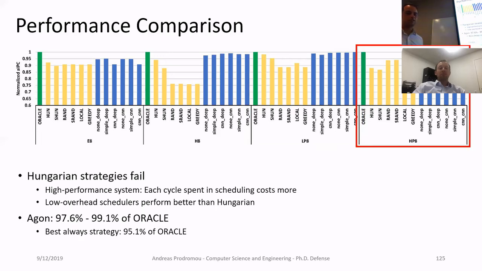Finally, the highest performing system. Here we see Hungarian strategies failing. And because the system is such high performance, every cycle that is spent on scheduling costs a lot. You could have been executing a lot of instructions in this system. And that's why low overhead schedulers perform better. Agon is measured to range from 97.6 to 99.1% of Oracle, whereas the best always strategy, which would be always local, is at 95.1.